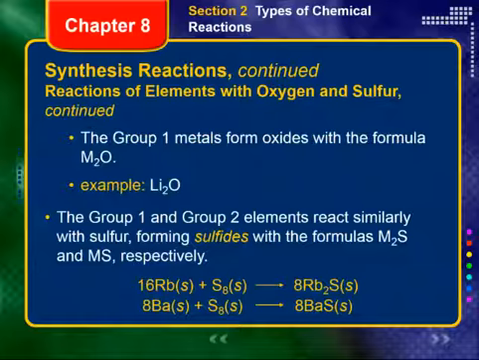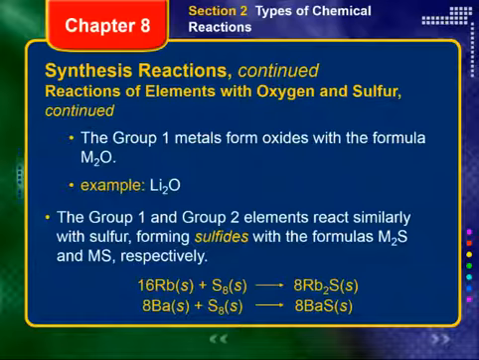Now, group 1 and group 2 elements react similarly with sulfur. Not just oxides, but in the same way we have an MO or an M2O, we're going to have an MS or an M2S. Instead of oxides, we call these sulfides.